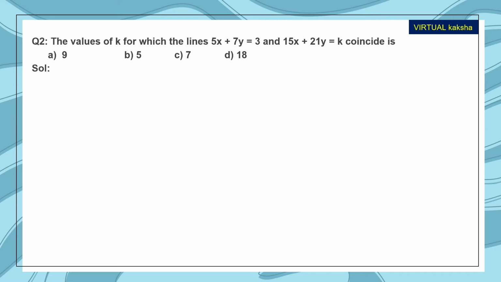The value of k for which the lines 5x plus 7y equals 3 and 15x plus 21y equals k coincide. We have to find the value of k. As we can see, both the equations are linear equations, or we can say a pair of linear equations. The general form of a linear equation is ax plus by plus c equals 0. If lines coincide, then the ratios of their coefficients are equal to each other.